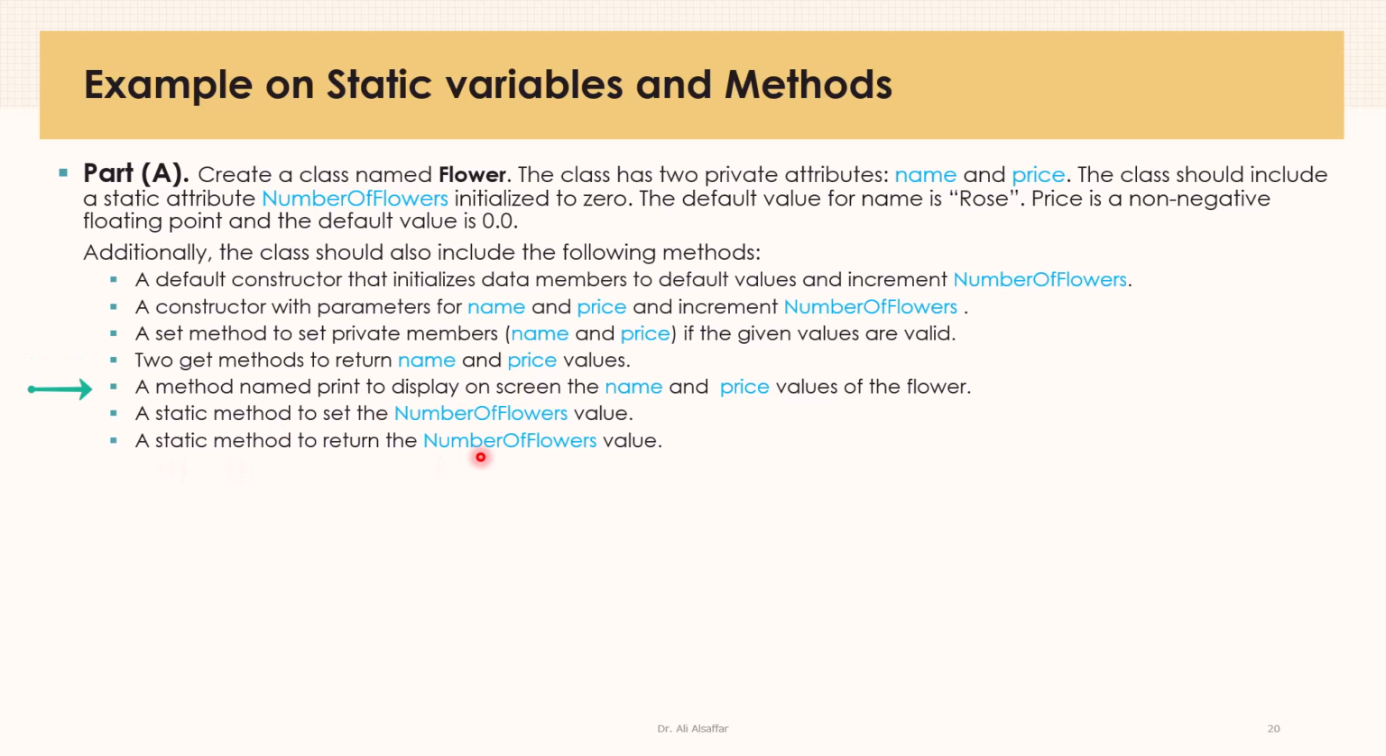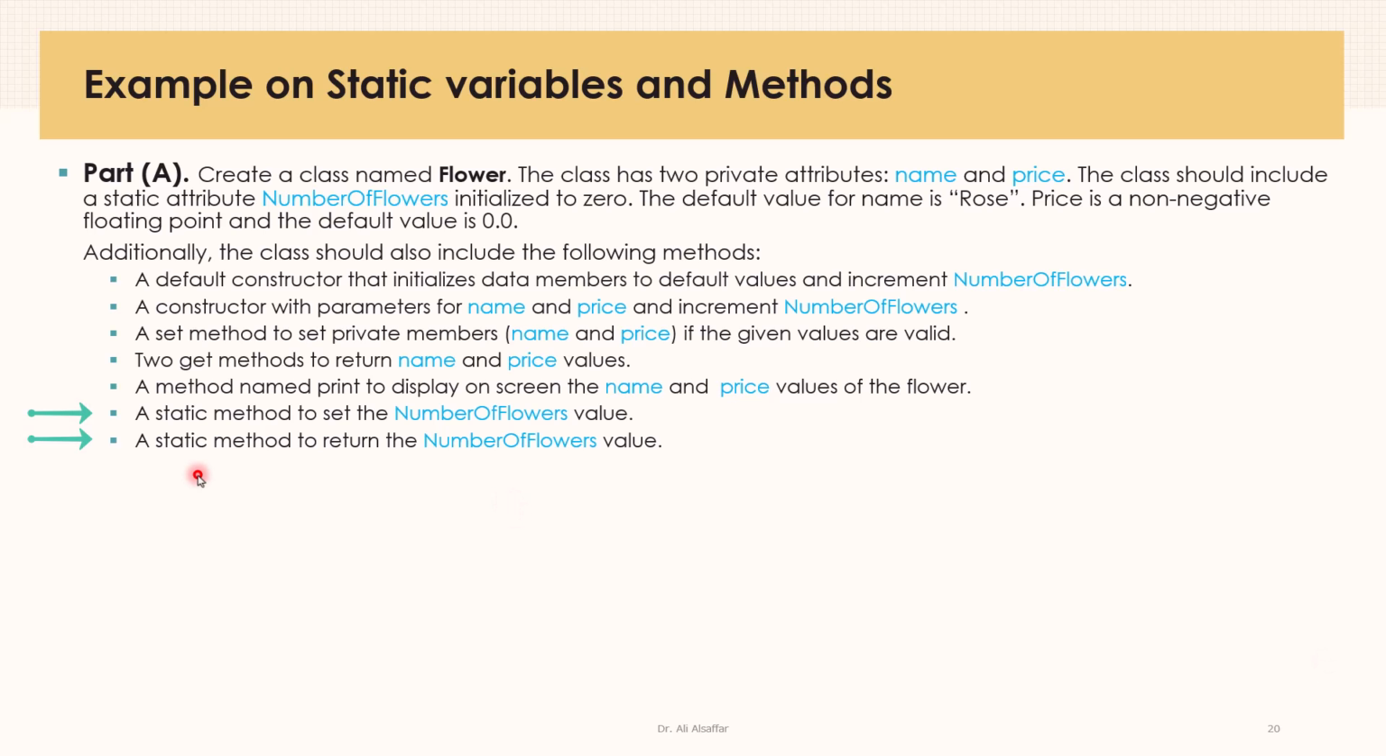Also, we need to write a method for displaying on screen the name and price values of the flower. And finally, we need two static methods responsible for the static variable numberOfFlowers. The first one will be for setting a new value, and the second one for getting its current value.